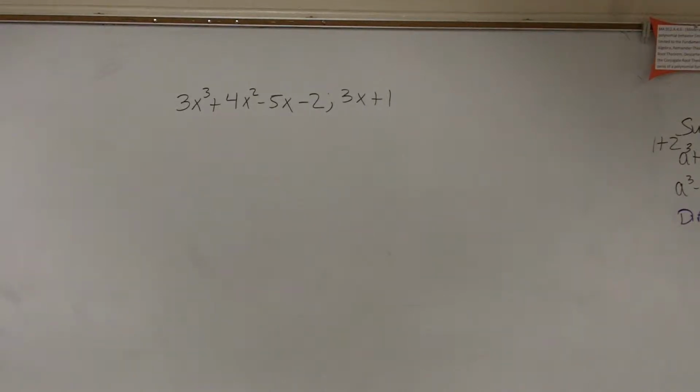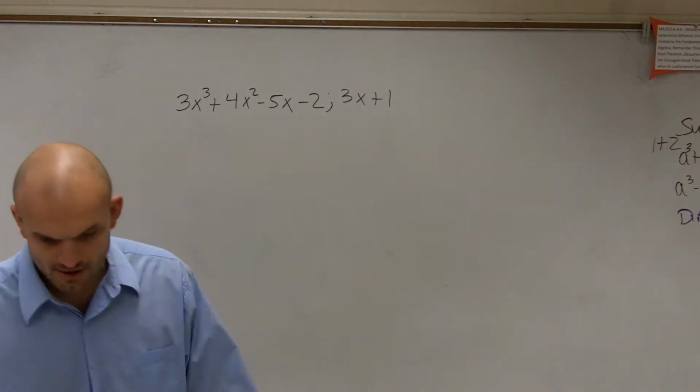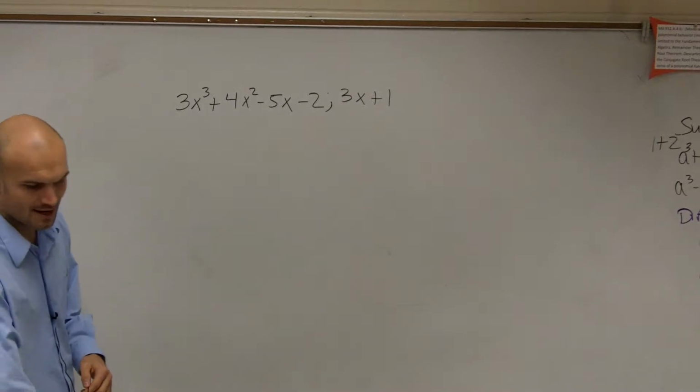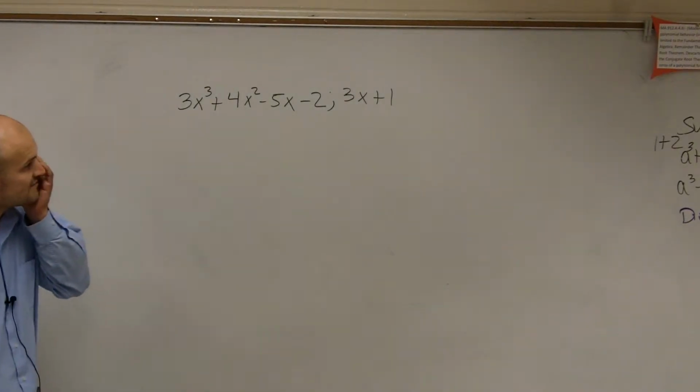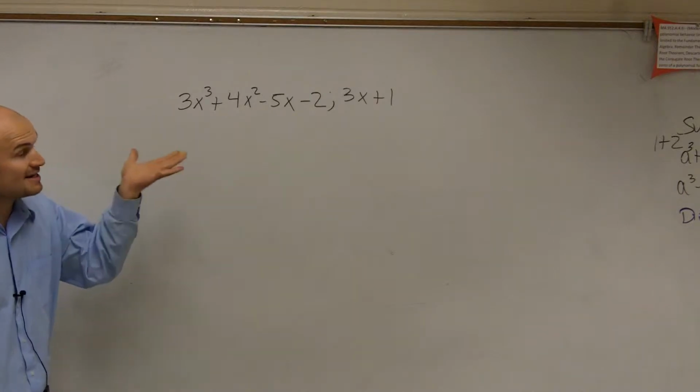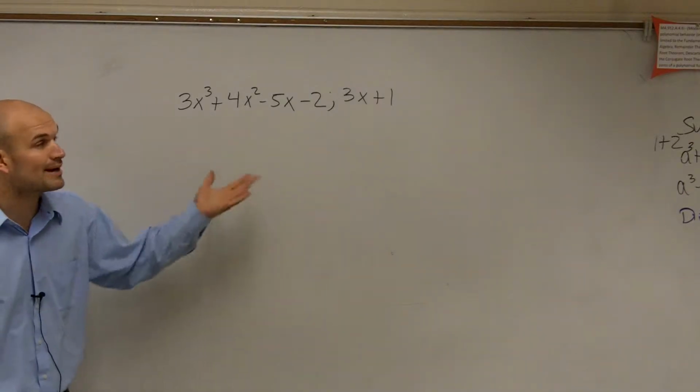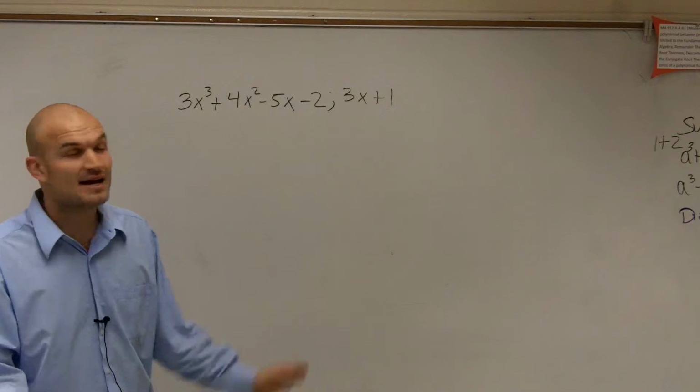So what I have up here is 3x to the fourth plus 4x squared... How did this happen again? Jeez. 3x cubed plus 4x squared minus 5x minus 2. And what they say is we have one factor. 3x plus 1 is a factor of this polynomial.